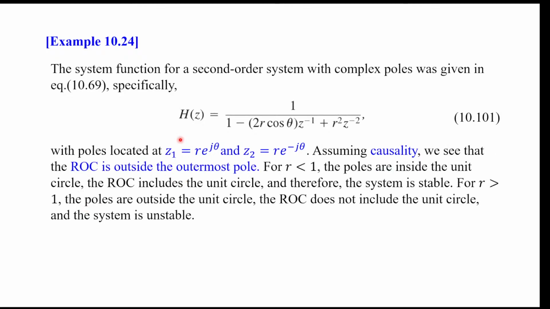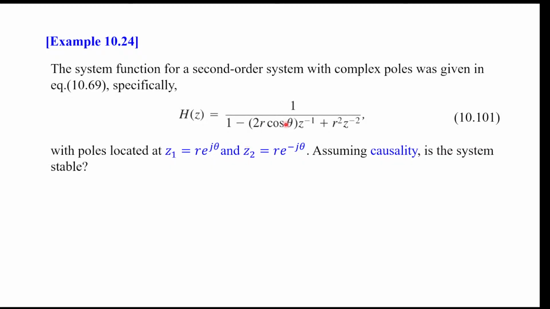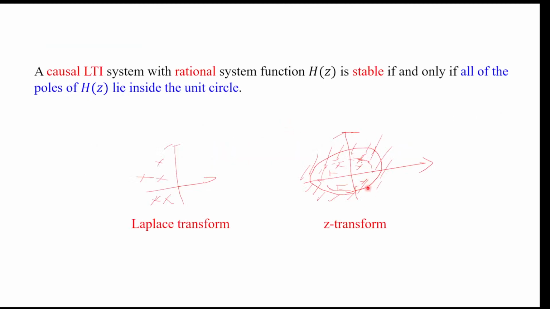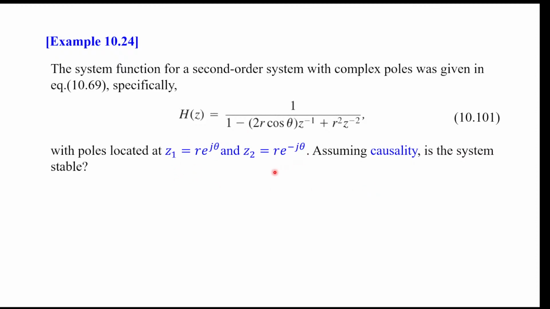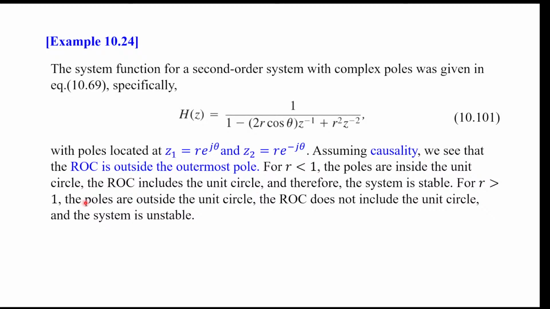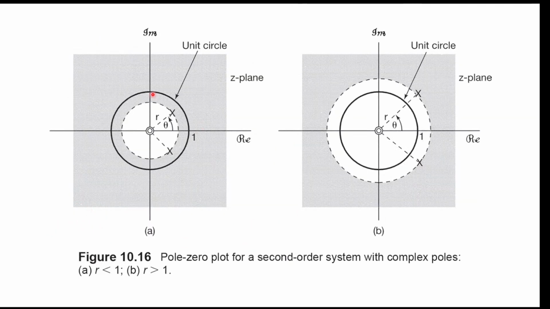This is a trick question because the condition we have is that we want all the poles to be inside the unit circle, but here we still have something undetermined. Our poles are at r e^{jθ} and r e^{-jθ}, and whether they are inside the unit circle depends on r. For r less than 1, everything is inside the unit circle and it is stable. For r greater than 1, it's outside the unit circle and it's not stable. So we have a point here or a point here, and if r is less than 1 it's stable, and r greater than 1 it's not stable.